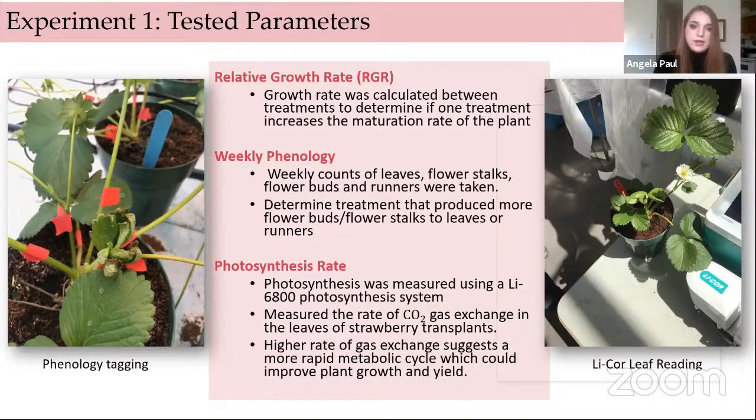The second thing I wanted to look at was the weekly phenology by taking weekly counts of leaves, flower stalks, flower buds, and runners to see if any treatment had an effect on more flower bud and inflorescence production compared to leaves or runners. And then lastly, I also looked at the photosynthesis rates using a LI-COR LI-6800 photosynthesis system. I measured the rate of CO2 gas exchange in the leaves of the strawberry transplants, hoping that one of the treatment plants would have a more rapid metabolic rate, which could also improve plant growth, plant yield, and the amount of flower buds produced.